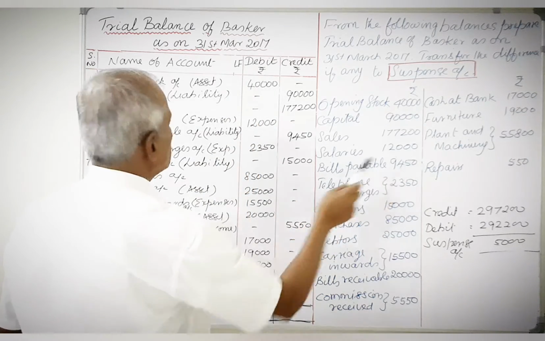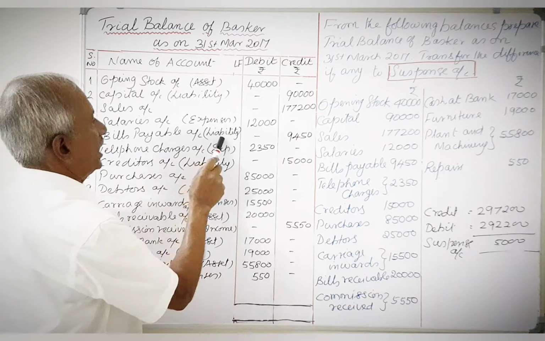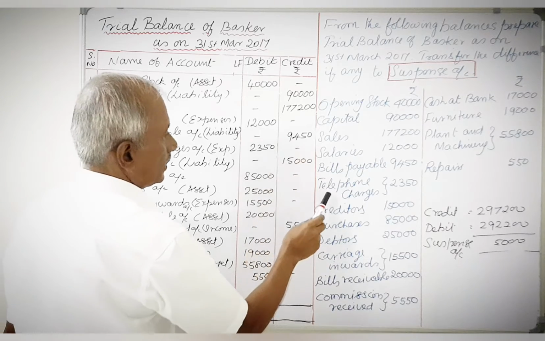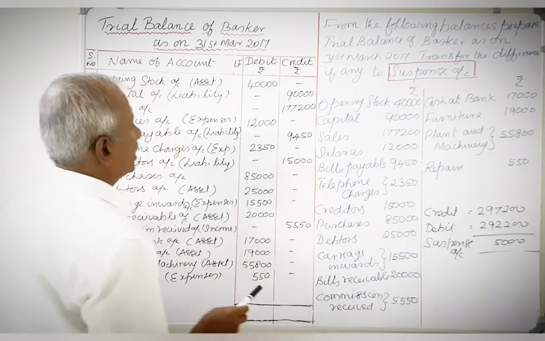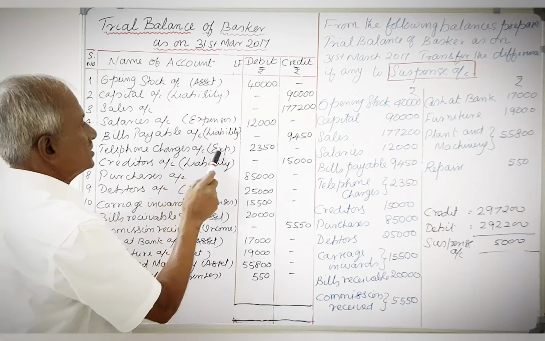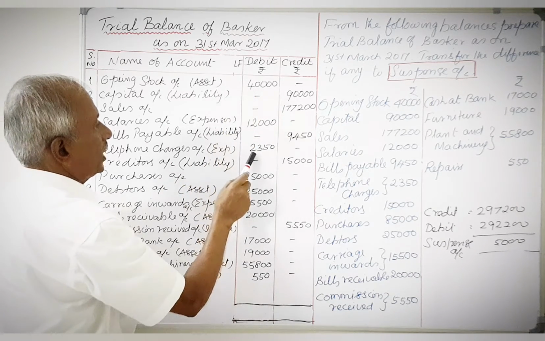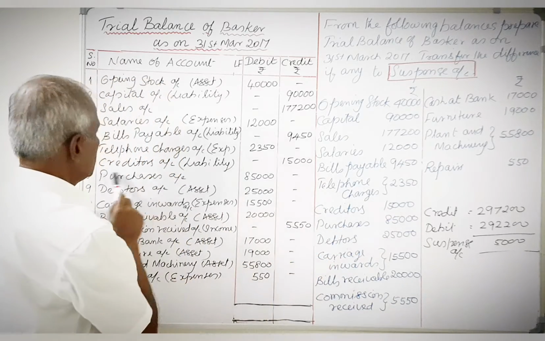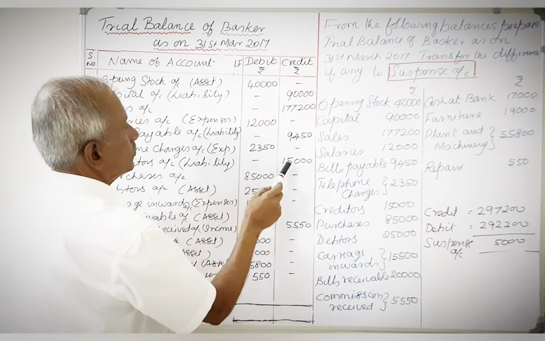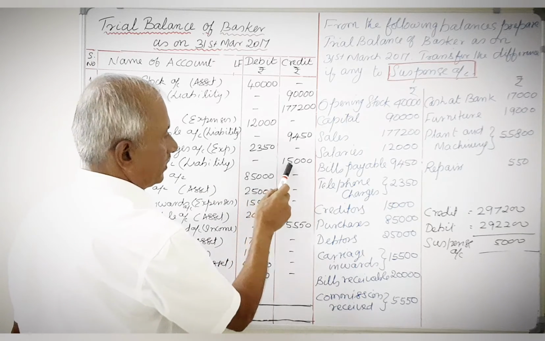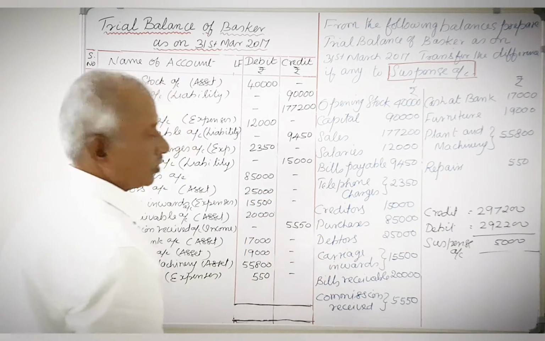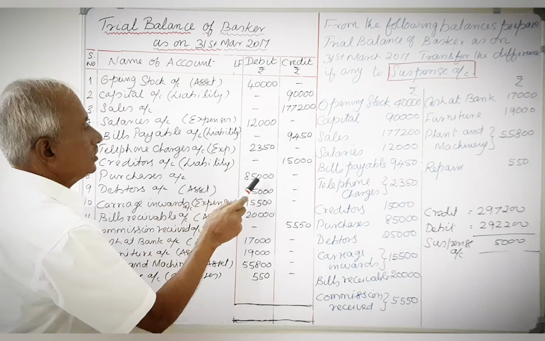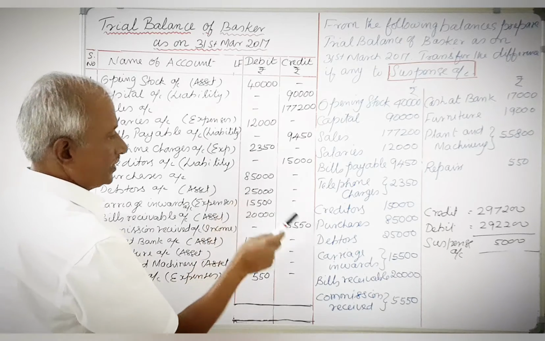Bills payable 9,450. Bills payable is a liability. Credit side of the trial balance 9,450. Telephone charges 2,350. Telephone charges is an expense. So debit side of the trial balance 2,350. Creditors 15,000. Creditors is a liability. So 15,000 credit side of the trial balance. Purchases 85,000. Purchase is always debit balance. So purchase account debit side of trial balance 85,000.